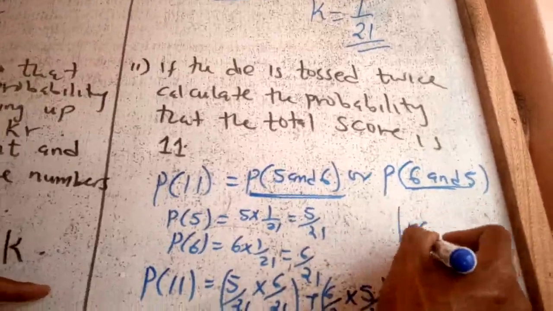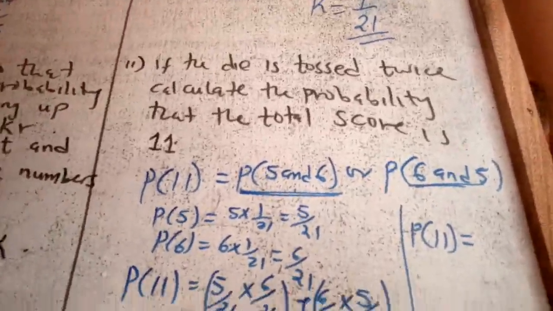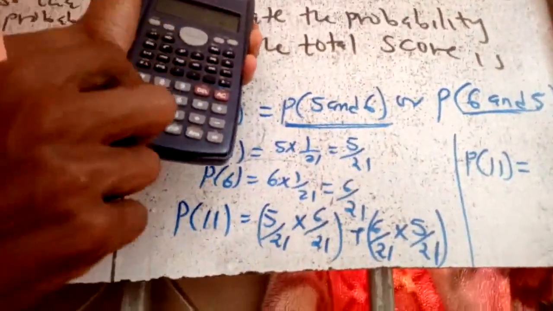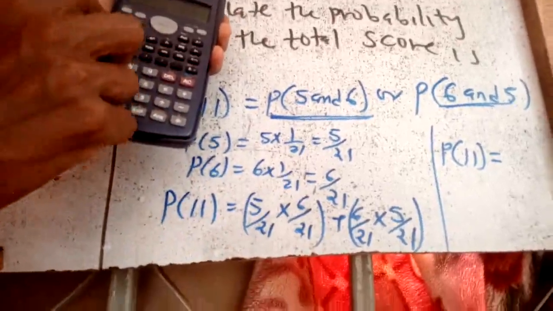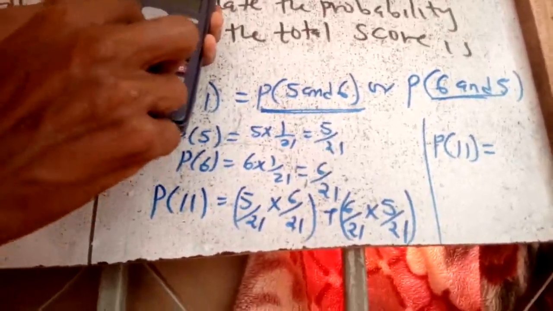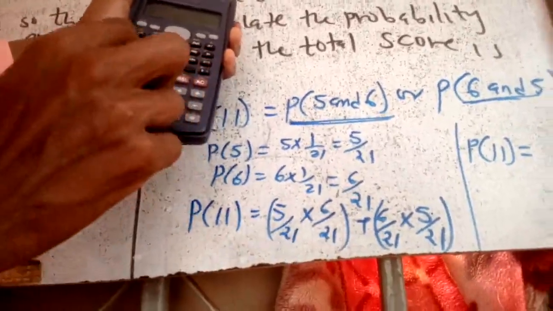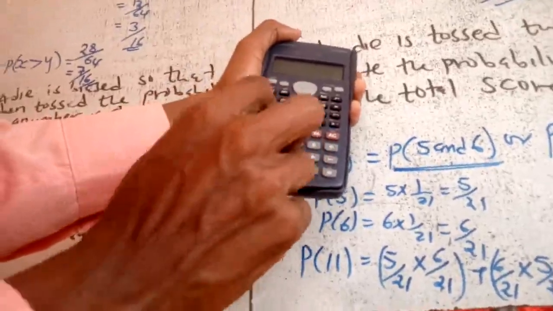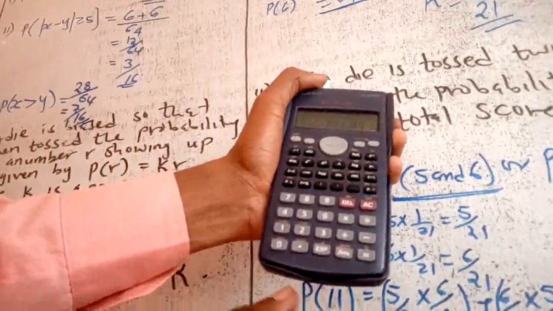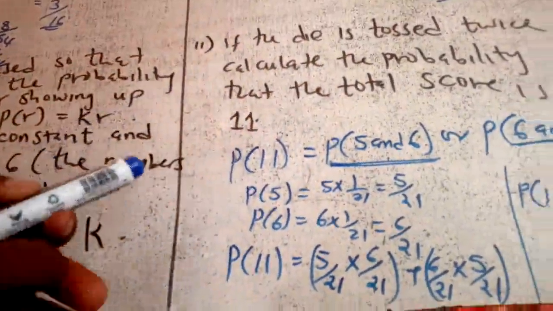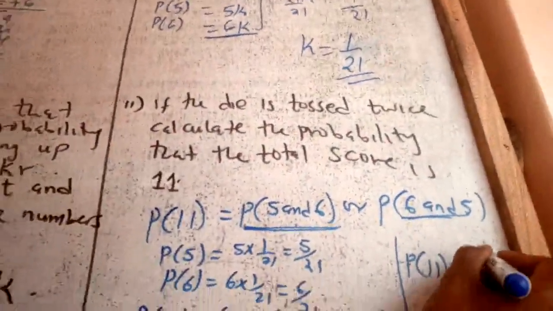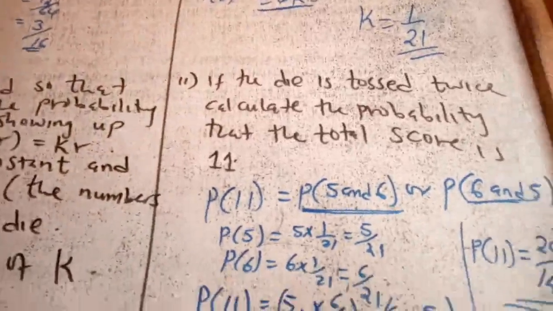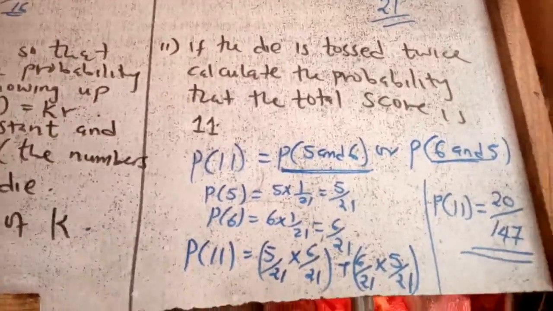And therefore, what is the probability of the summation being 11? I will take the calculator and insert the values. I put a bracket, 5 divided by 21, multiplied by 6, divided by 21, close the bracket, then add, open the bracket, 6 divided by 21, multiplied by 5, divided by 21. And what is the answer? The answer becomes 20 out of 147. And therefore, 20 over 147 becomes our final answer. And as far as that question is concerned, that is exactly what you are supposed to do.